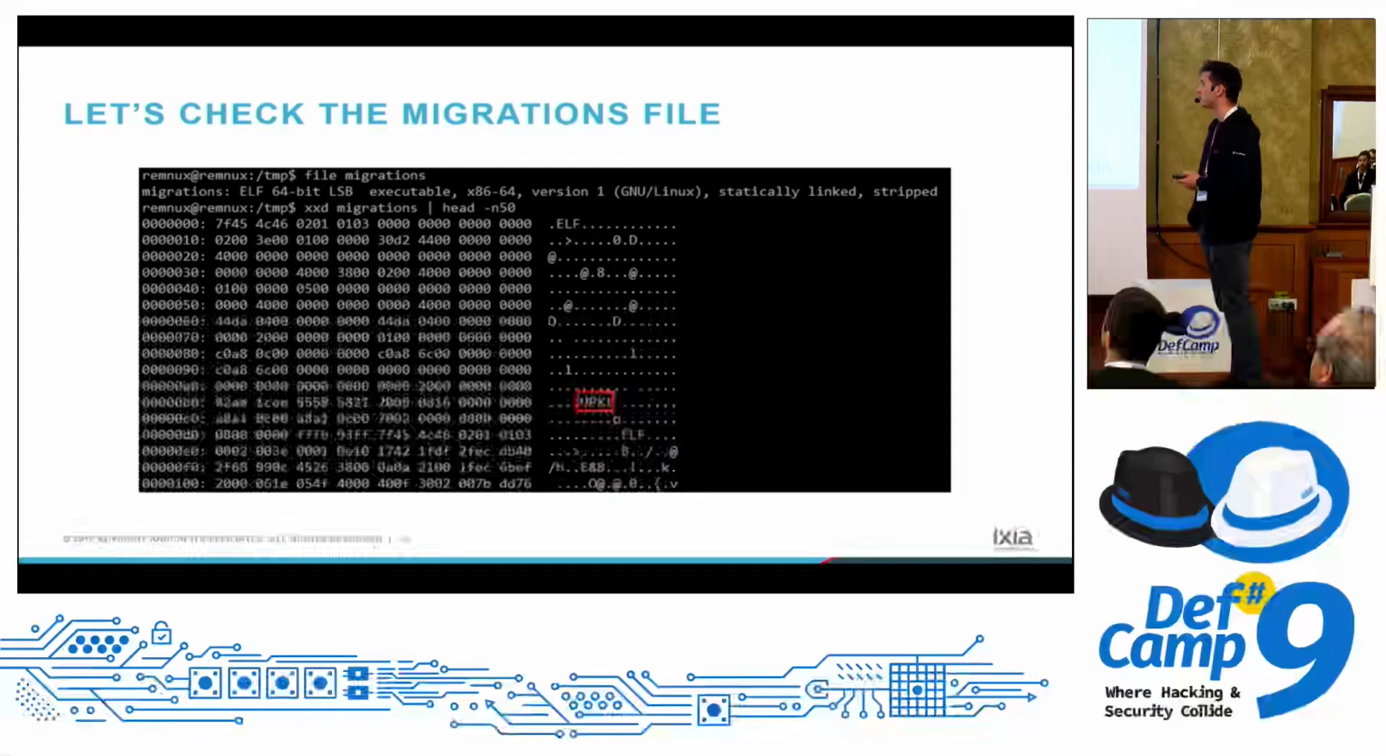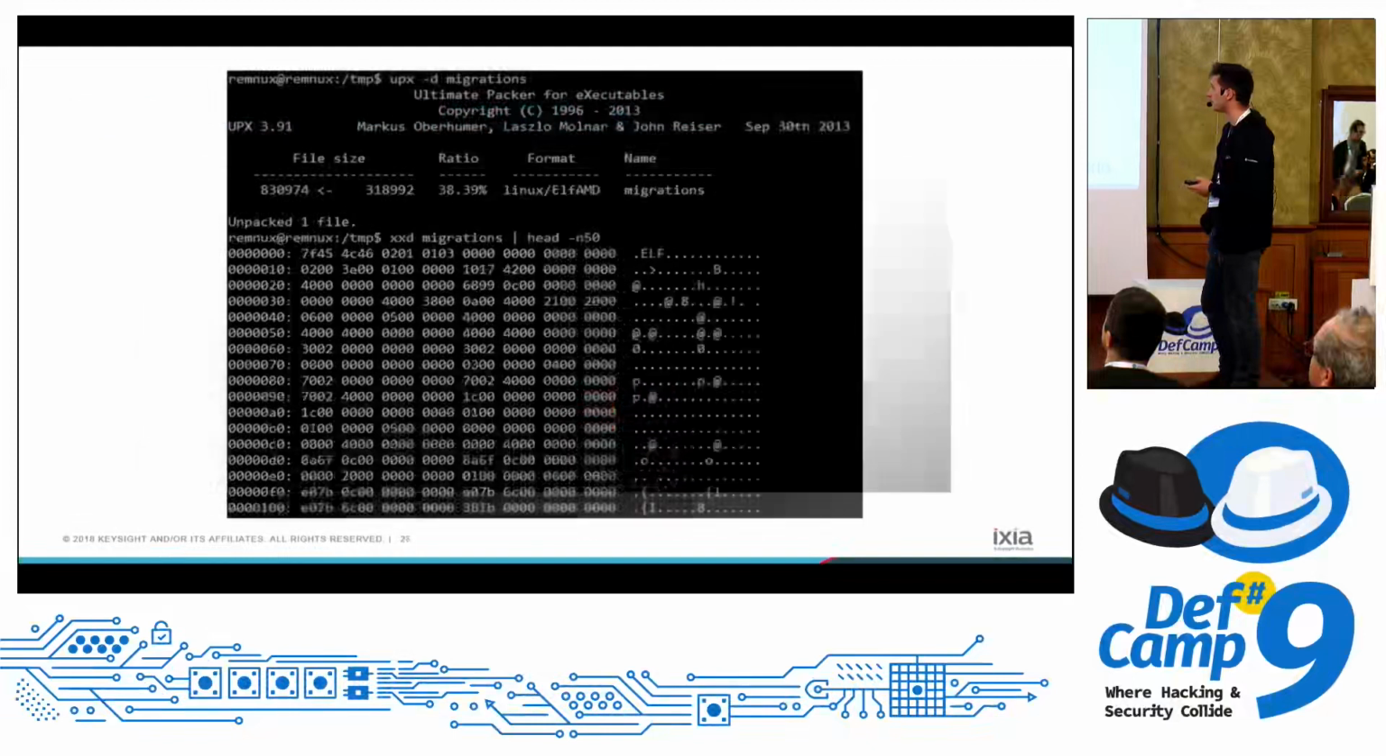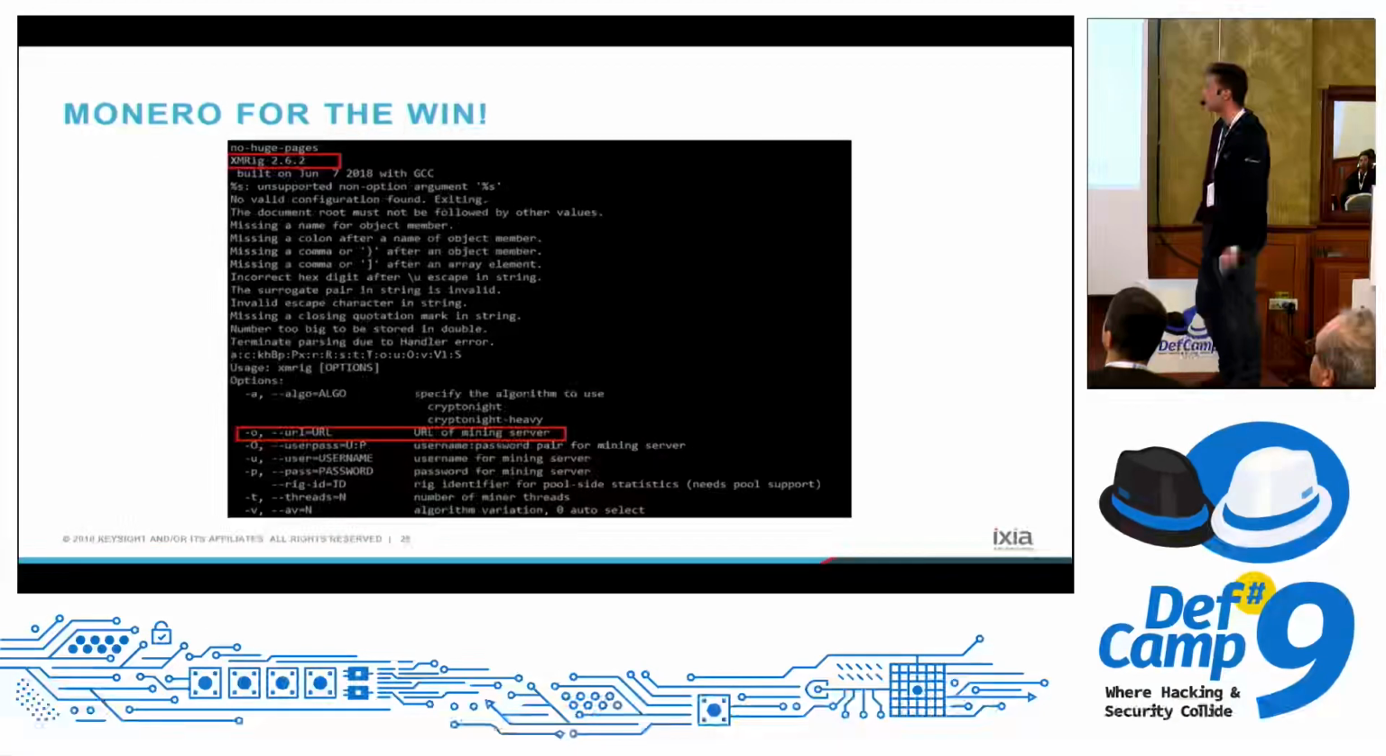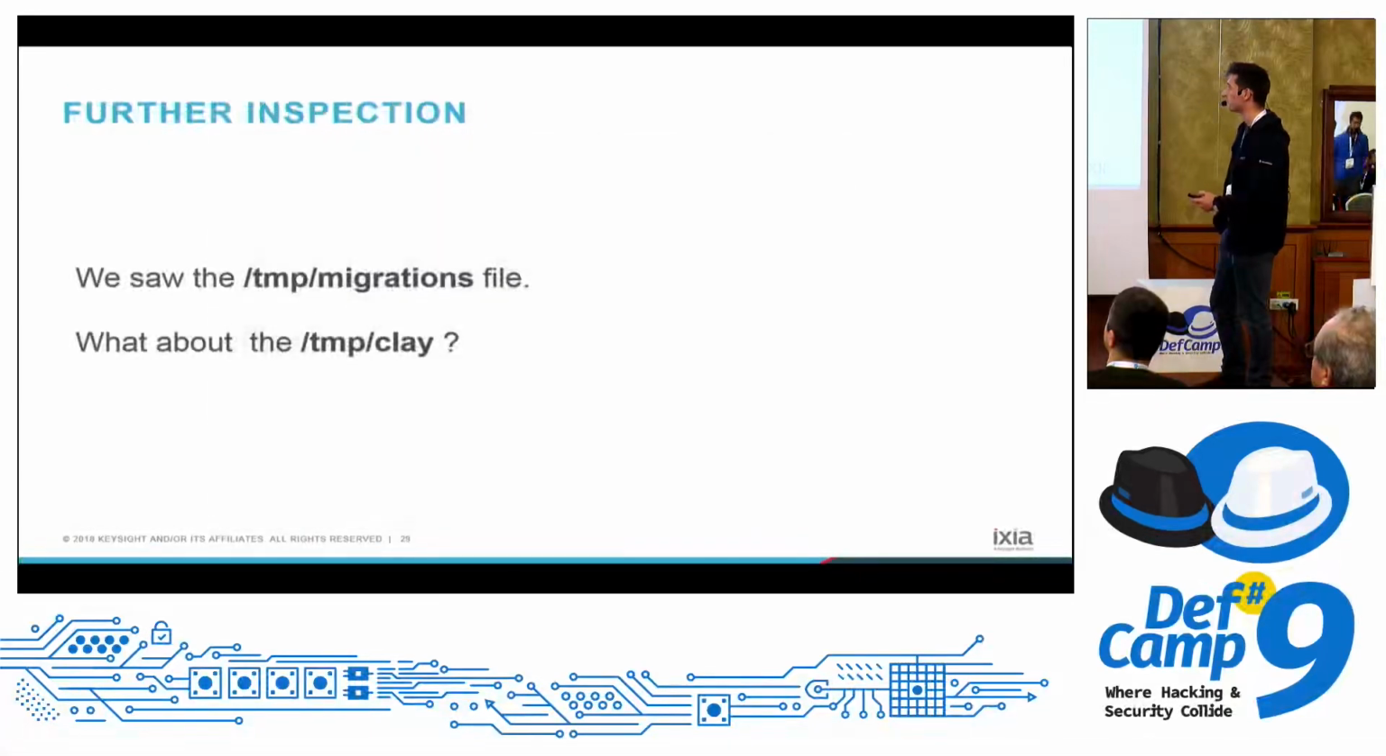Just to make sure, let's look again at the file migrations. This is UPX packed, so we're trying to unpack it. This time it's a binary executable file. Inspecting the strings, we see that indeed it's a Monero coin miner, and you see we can specify the mining pool, and this is how he achieves it. But we're left with the question, what's within the other file?